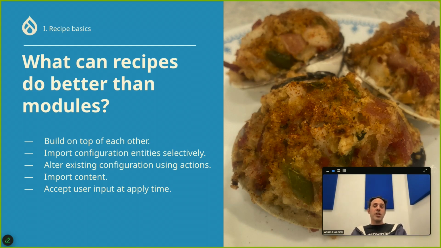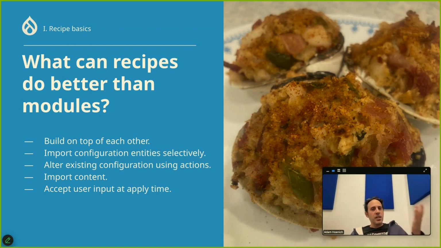Altering existing configuration is, as Jim said, a recipe superpower. Modules just suck at this because there's nowhere really for them to do it. They can have hooks that run at certain times to change things, but that'll sometimes work when you want it to, and sometimes work when you don't want it to, depending on how well you understand how the system works. Recipes just, you tell it what it's supposed to do, and it'll do it.